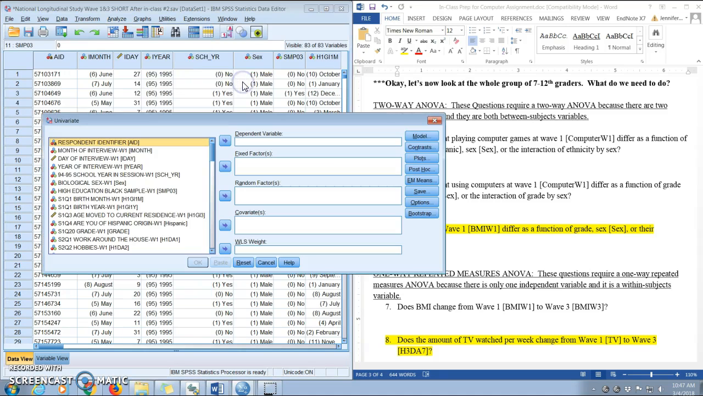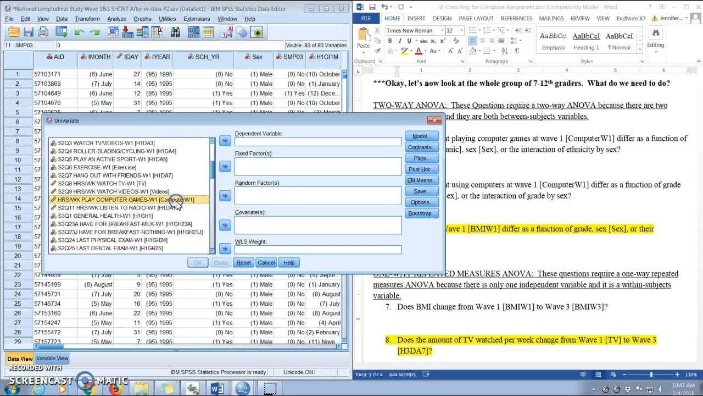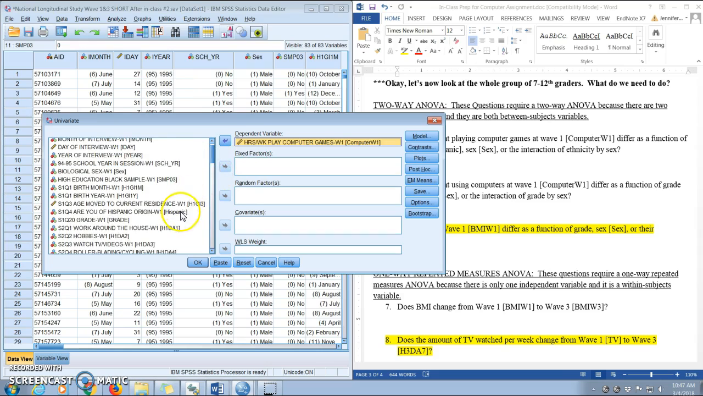So I'm going to click Univariate here, and my dependent variable is going to be computer time at wave 1. So it's this variable here. I'll shoot that in as a dependent variable. And now I'm going to put my two independent variables here under fixed factors. And they're fixed factors because I believe that I have all possible levels of that independent variable. So with respect to are you of Hispanic origin, you could only answer yes or no to that. So I put that in as a fixed factor.